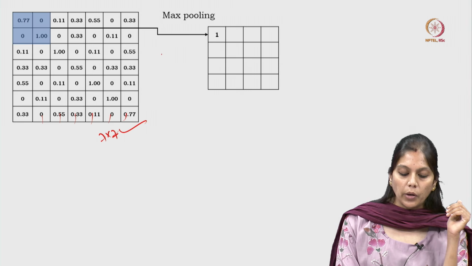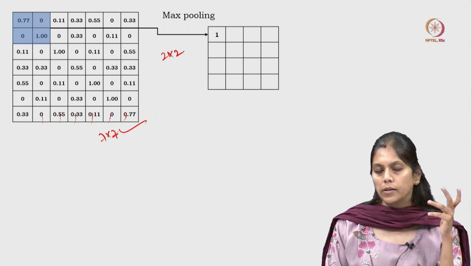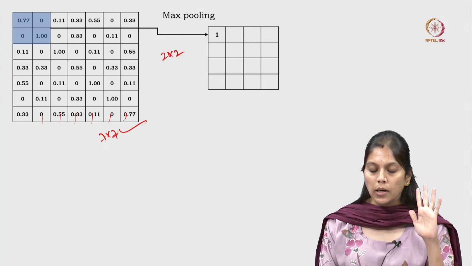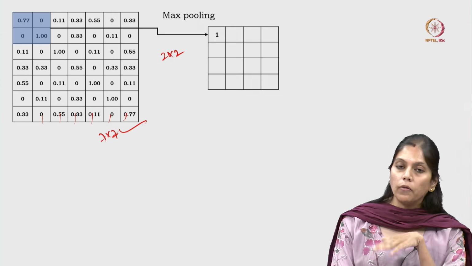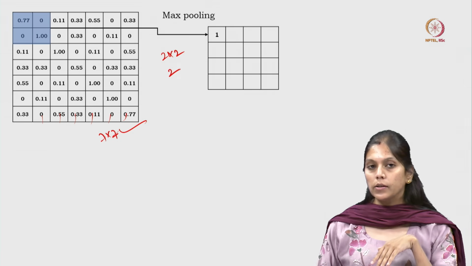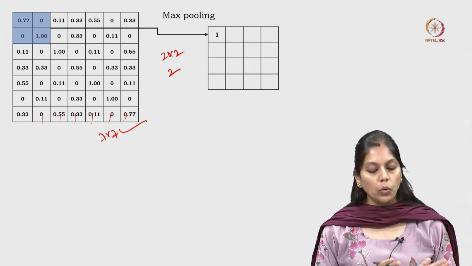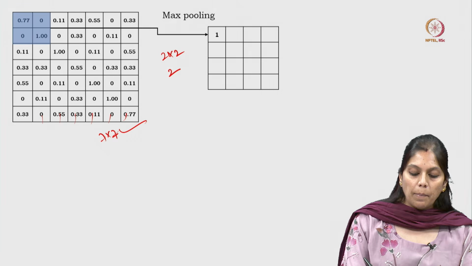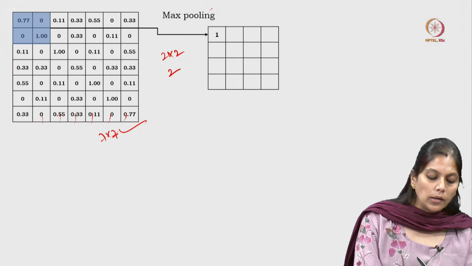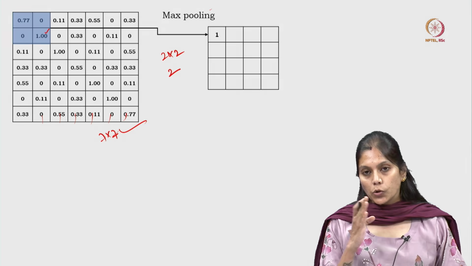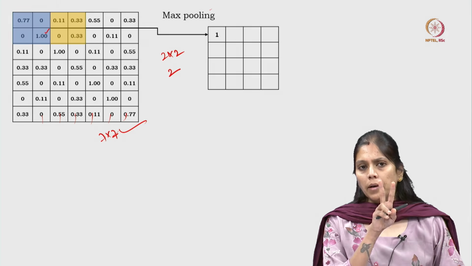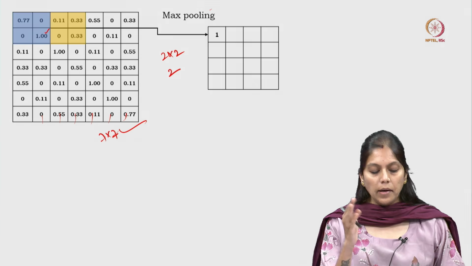For max pooling, you require a fixed window size. It's a hyperparameter. Here in this example, we have taken 2 cross 2. And the stride, if you don't specify anything, is 2. So now when you perform max pooling, among this entire window, the max value is 1, so 1. Since the stride is 2, we leave the first 2 and then take the next window.